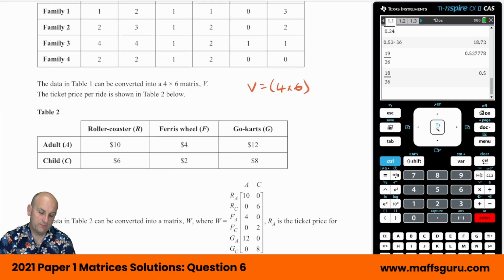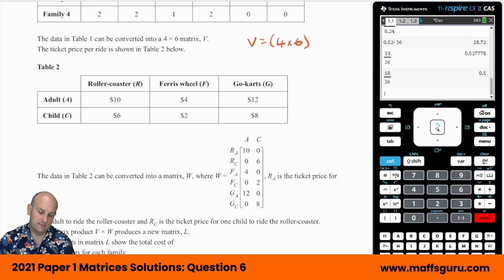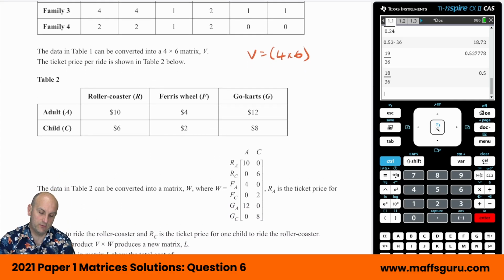Table 2, the ticket prices are shown. The data in table 2 can be converted into matrix W. So W is a row 2 by 3. The data in table 2 can be converted into a matrix where that one is there. Let's try that one again. Awesome. So what is that? 1, 2, 3, 4, 5, 6 by 2.